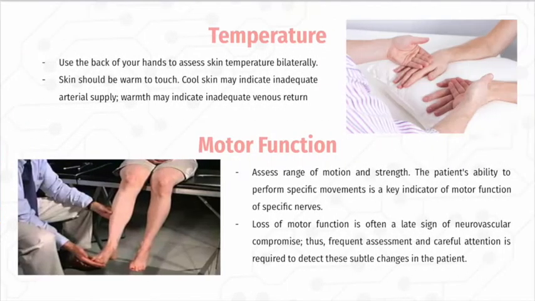For temperature, use the back of your hands to assess skin temperature bilaterally. Skin should be warm to touch. Cool skin may indicate inadequate arterial supply, while warmth may indicate inadequate venous return.